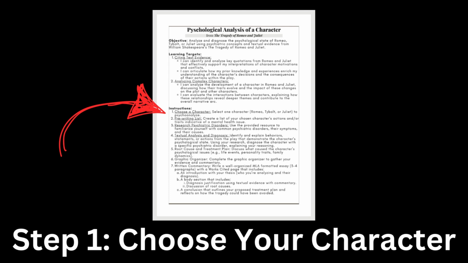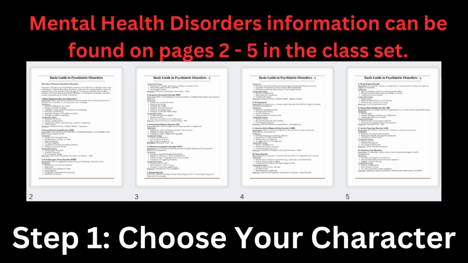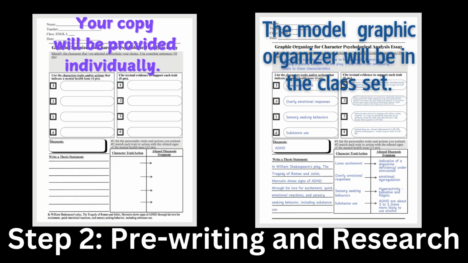Step 1. Choose your character. You'll start by choosing one character, Romeo, Juliet, or Tybalt, and deciding which mental health condition best fits their behavior, emotions, and actions in the play.